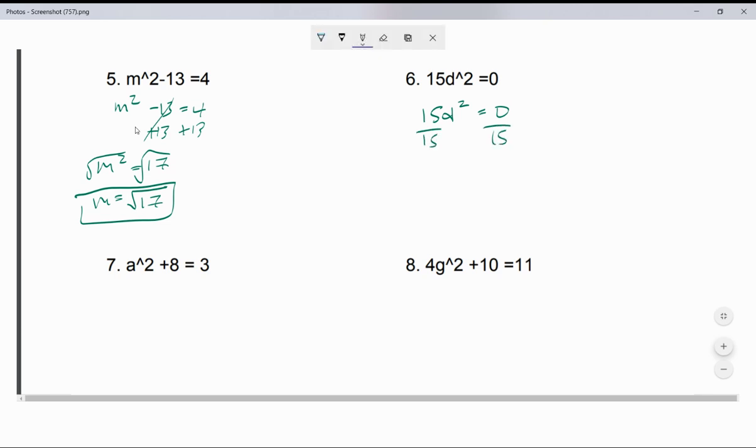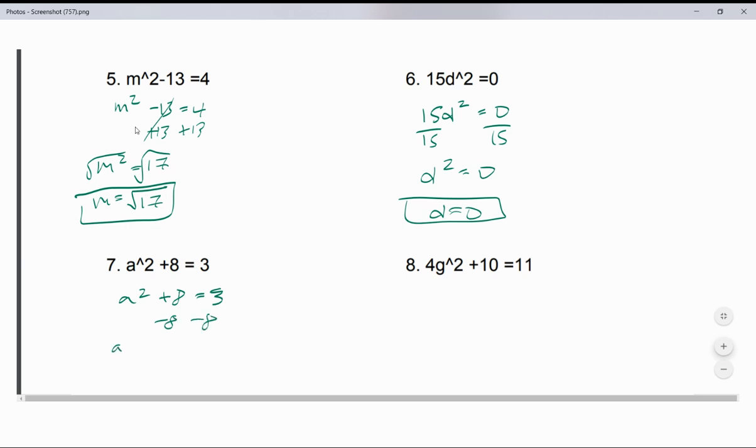15. Okay. So d squared equals 0. And if we already know that d is 0, save yourself the time. a squared plus 8 equals 3. Minus 8, minus 8. a squared equals negative 5. Square root both sides. a would be undefined, right? Because there's that negative, that darn negative.